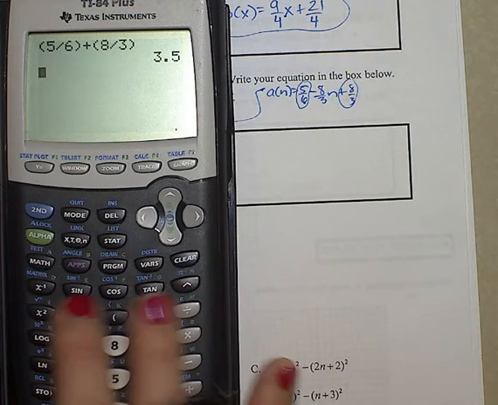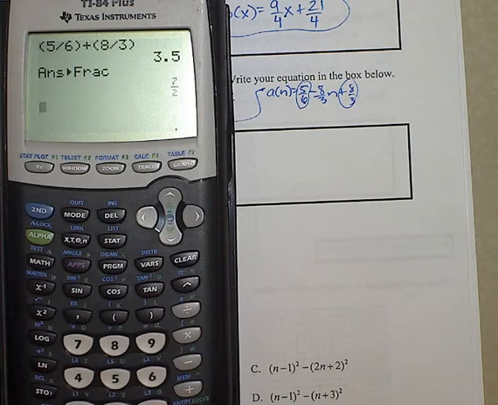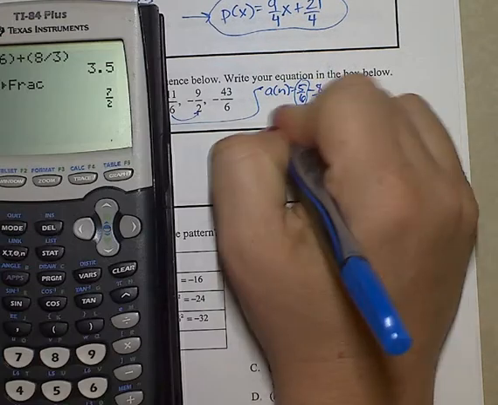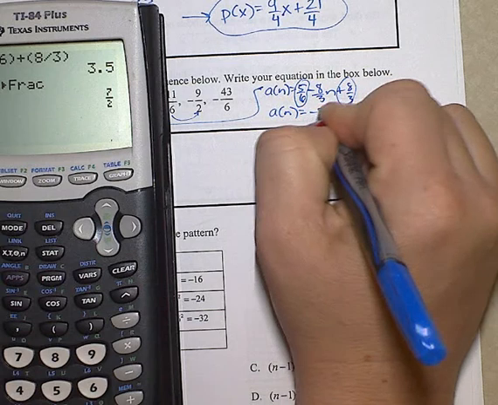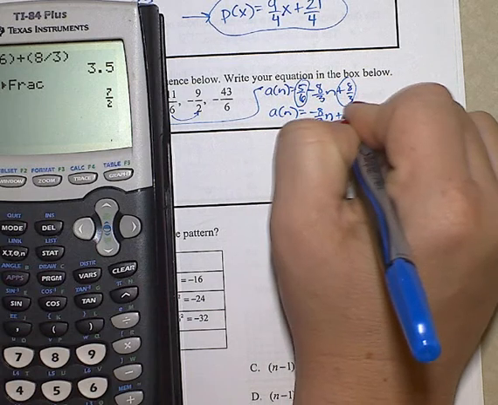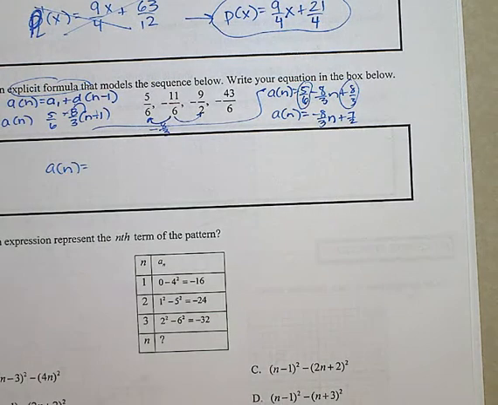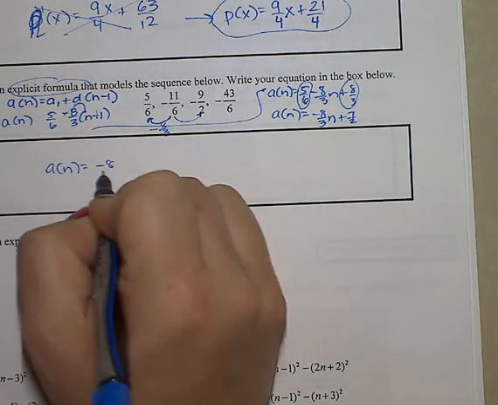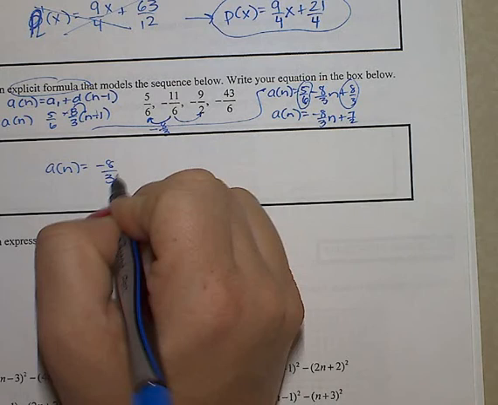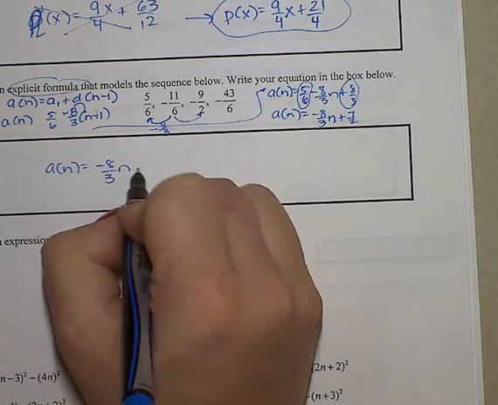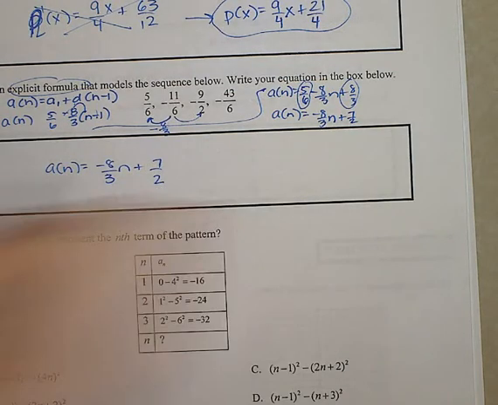Could you leave it as a decimal? Absolutely. I'm going to turn it back into a fraction, but you could leave it as a decimal. So I have A of n equals -8/3 n plus 7/2. If it's a finite decimal, it means a decimal that stops, like 3.5. You can definitely leave it as a decimal. If it's an ongoing decimal like 9.22222, then you want to turn it back into a fraction.